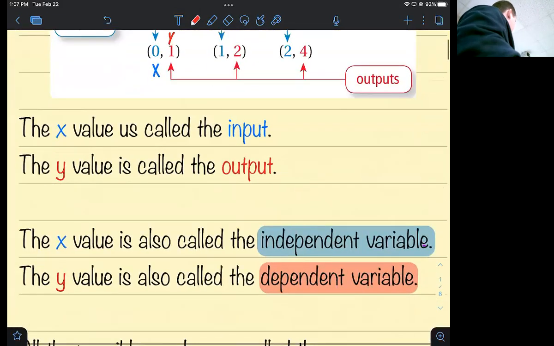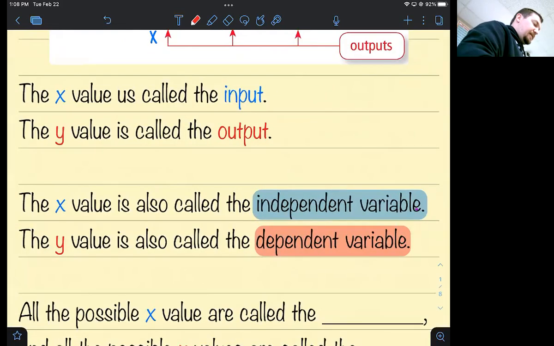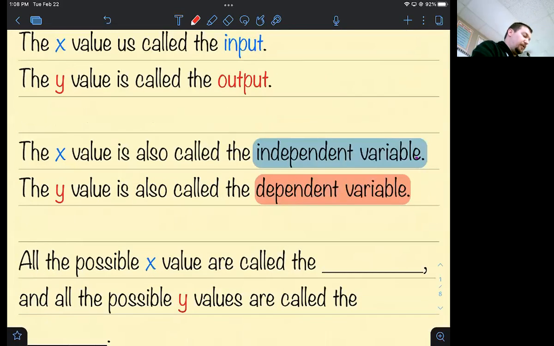Here's some more vocab. The X value is also called the independent variable, and the Y value is called the dependent variable. Now, I mentioned independent probability and dependent probability with the events. Not the same thing, but similar if you think about the words. Independent means that's the value I usually plug in, so I get to choose what I want that value to be. And then whatever I plug in, the Y value is going to output. The output is going to be dependent on whatever we inputted for the X value. So that's why it's called the independent, and the dependent variable is the Y value.